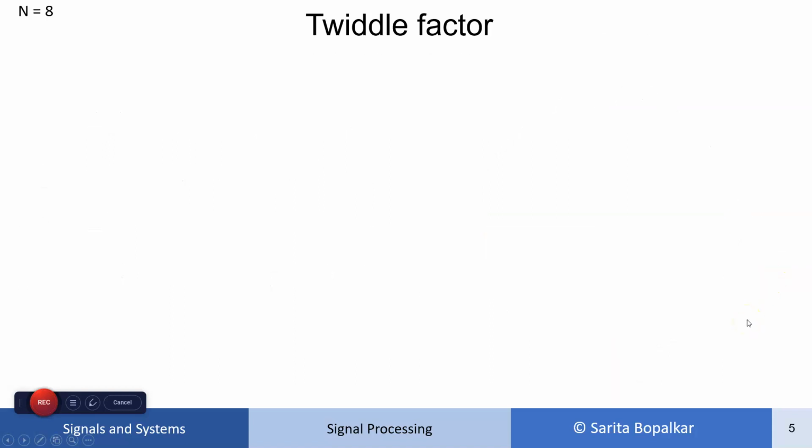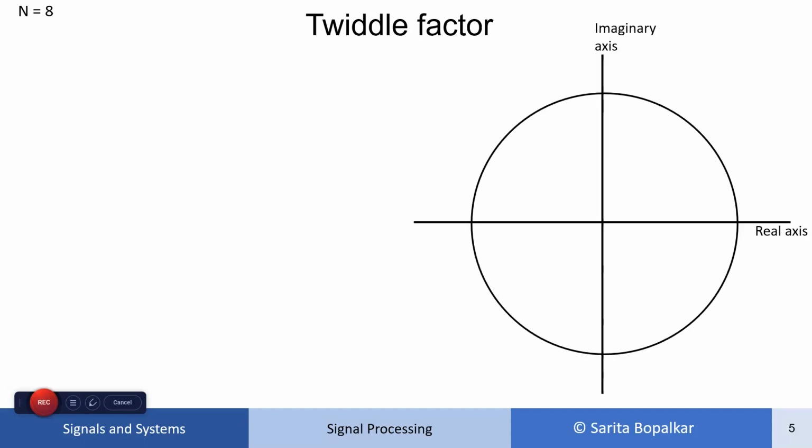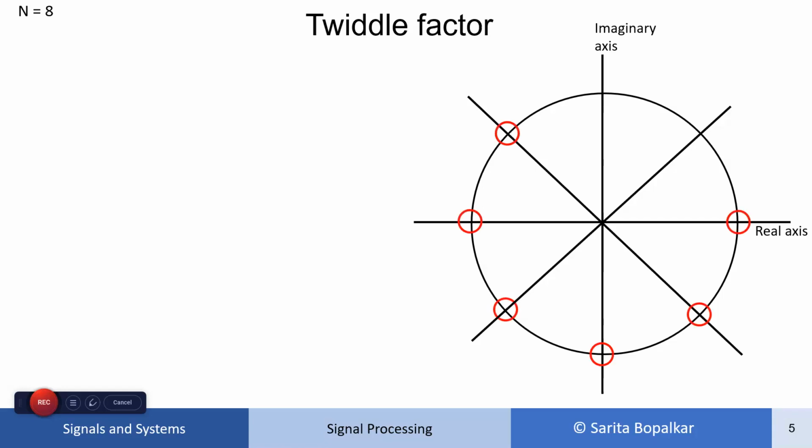Now the twiddle factor for N is equal to 8. Now there is no need to calculate with the e raised to minus j formula. You just need to remember the phasor diagram each time. So you have to start from angle 0. Now N is equal to 8, so here we need 8 equal parts. So we'll take 8 equal parts, and then you need to find values at these angles.